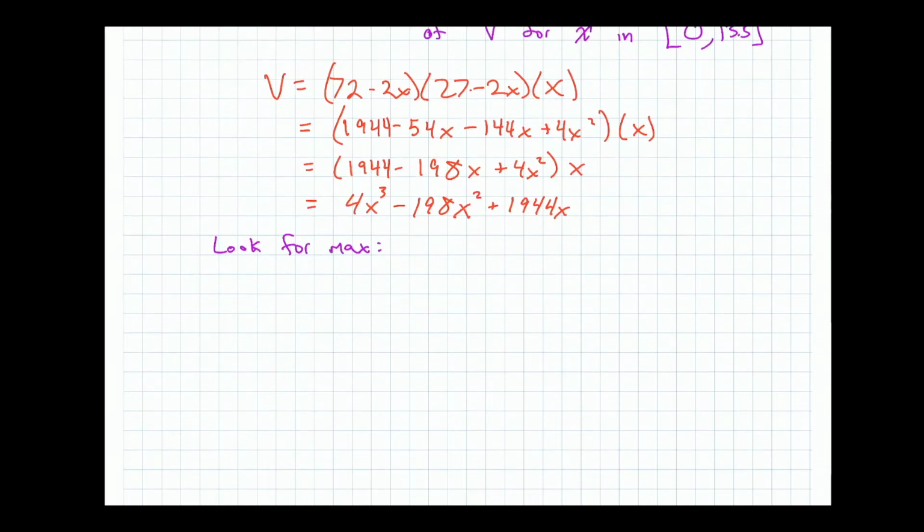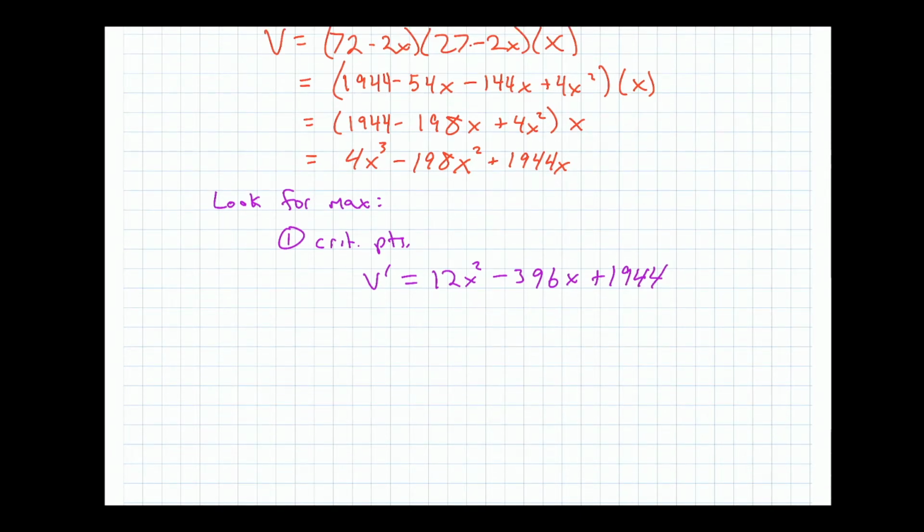Right, we need critical points. So you're going to take a derivative, right? You know how to do this. V prime is going to be the derivative of volume. So it's going to be 12x squared minus, what's 198 times 2? 396. 396x plus 1944. Okay, so I took the derivative. We're going to set it equal to 0. 0 equals 12x squared minus 396x plus 1944.